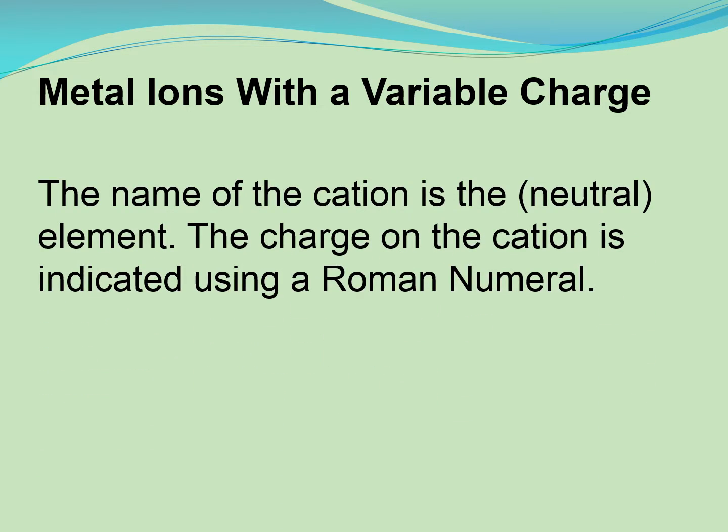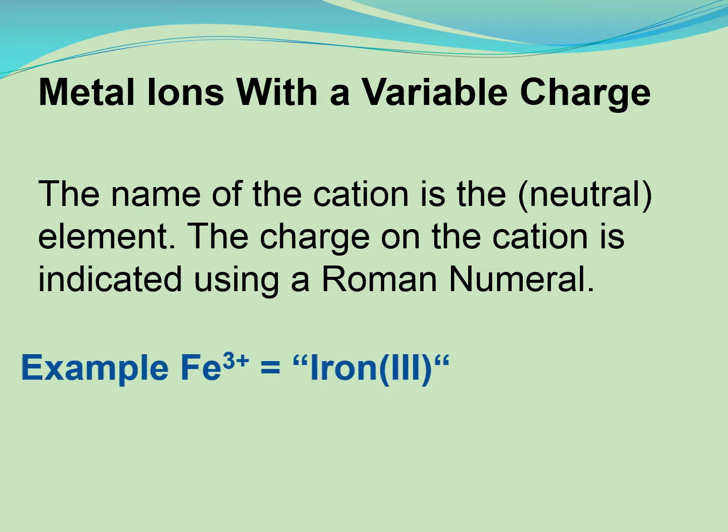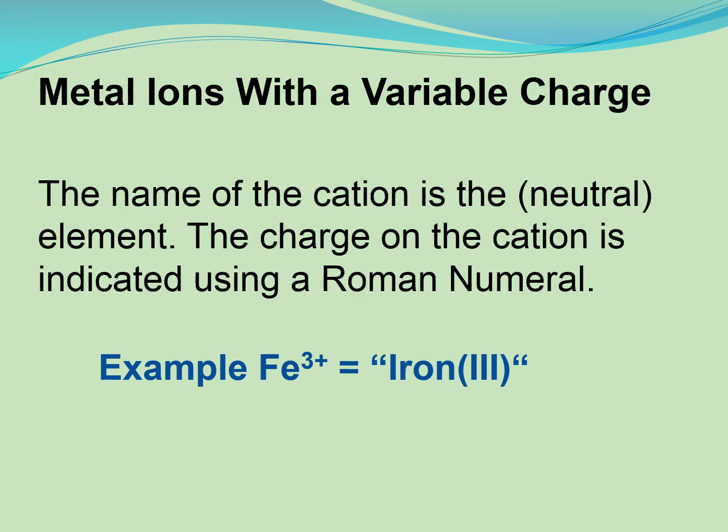So let's take a cation. Again, it's just going to have the name of the element, but now we have to identify the charge using Roman numerals. So for example, if I have iron with a +3 charge on it, then I write out iron with Roman numeral 3. If I have lead with a +4 charge on it, then I have to write lead with the Roman numeral 4.